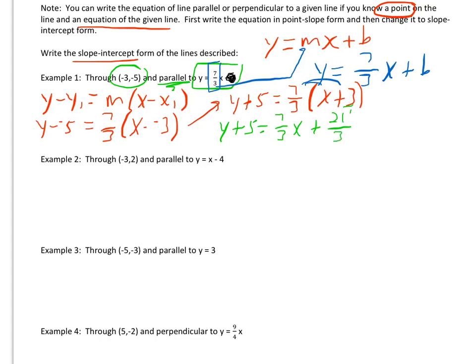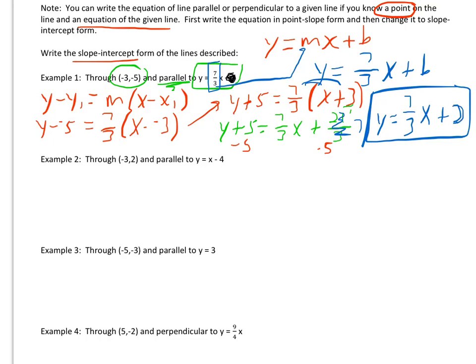Now we're yet to finish this. We have one more step, and that is to subtract 5 and subtract 5. So our final answer will be, I'll make a space here, so y equals 7/3 x. And 21 divided by 3 is 7. So this is really a 7 here. So 7 take away 5 is 2. So that is our equation.